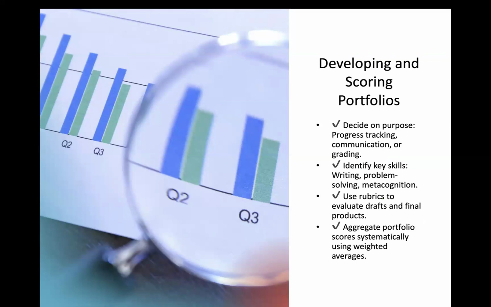As far as developing and scoring portfolios, we want to make sure we decide on a purpose. All right, is it progress tracking, communication, or grading? We will identify key skills: writing, problem solving, and metacognition. Make sure our rubrics are used to evaluate drafts and final products, and then aggregate portfolio scores systematically using weighted averages.